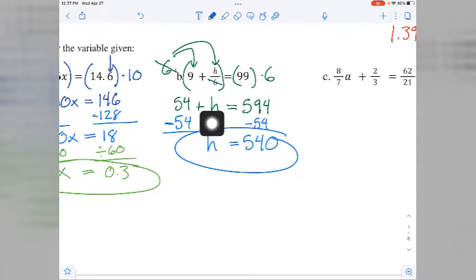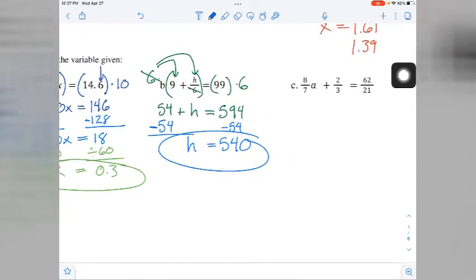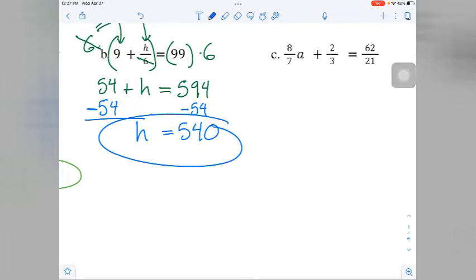And so when they did that, they ended up with h over 6 equals 540, and then they divided by 6 and got 90. And some of them got 90 here and then divided that by 6, and they got 15 instead. Those ones are obviously incorrect.